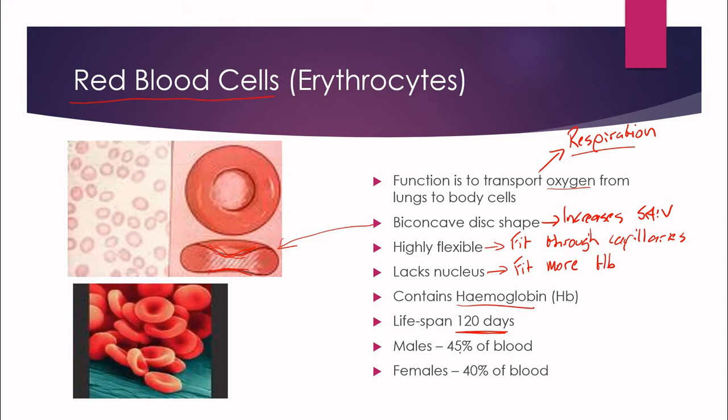Males actually have about 45% of their blood as erythrocytes compared to females, which is about 40%. Now, this is just due to differences in hormone levels, which affect the production of hemoglobin in the bone marrow. So it's actually higher in males when compared to females.